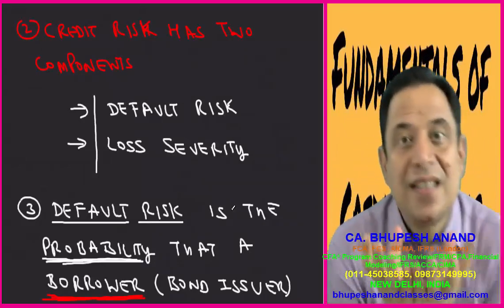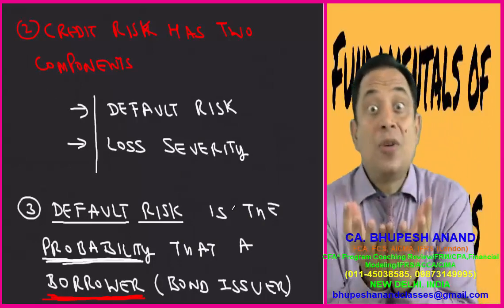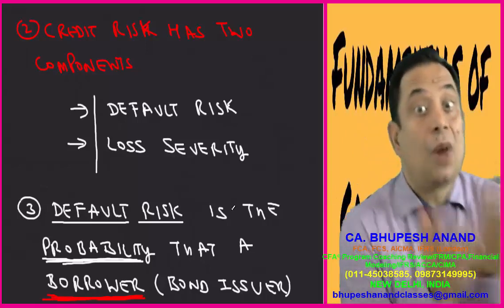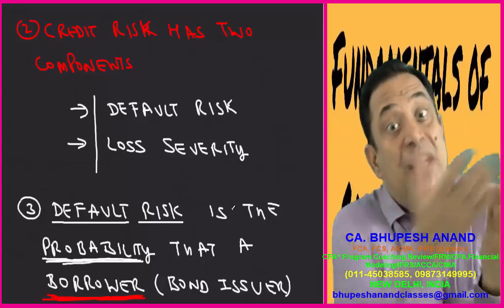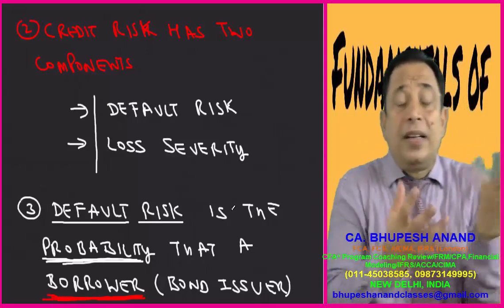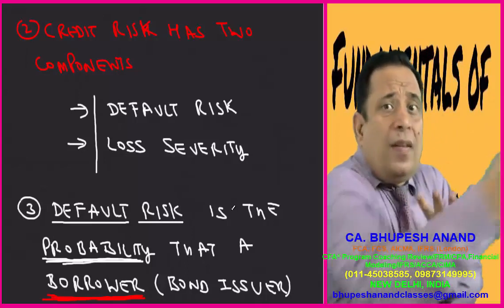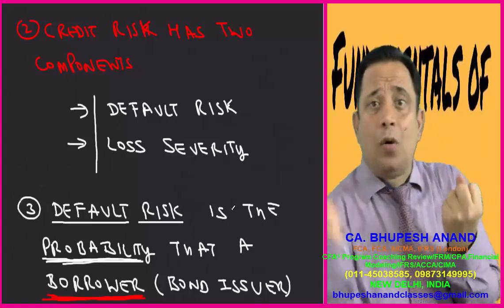One is default risk: how much is the probability that this borrower will default, how much is the probability that Kingfisher will default, how much is the probability that MTech Auto will default, how much is the probability that General Motors will default in USA, and what is the probability that they will become insolvent, and how much amount they will be paying to their borrowers.